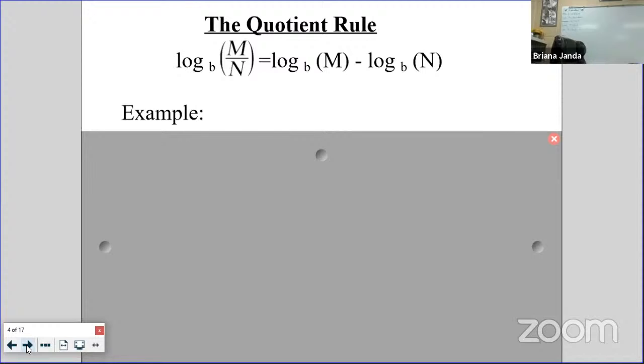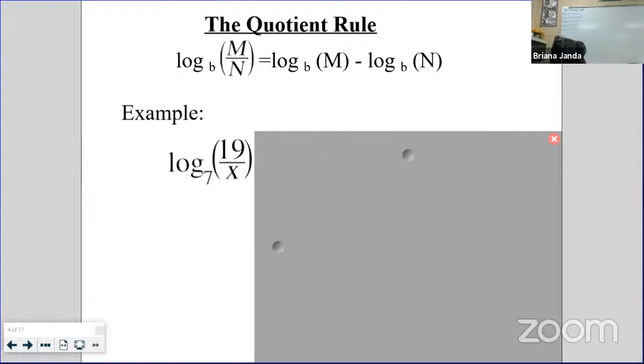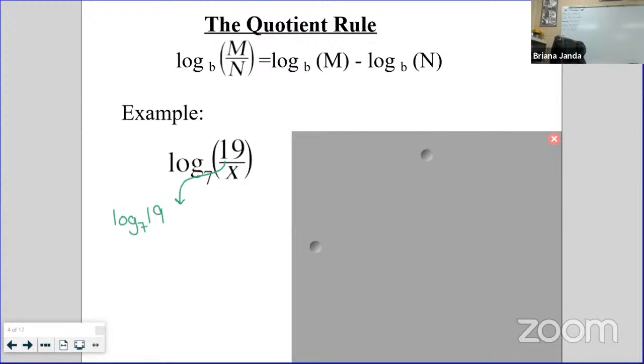Again, we'll look at some very basic examples here to introduce our quotient rule. If we have something like log base 7 of the quotient 19 over x, and again, it kind of looks like distributing, but that's the wrong math word here, they all are going to get a log base 7. So log base 7 of the numerator. And then because of the quotient, this will become a minus log base 7 of the denominator.